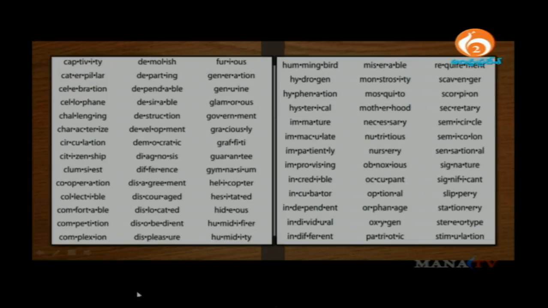These are all the examples which I have shown you to understand how to talk. It is about analyzing how to bifurcate different kinds of words. If you can see here, we have immature, immaculate, and here we have destruction, and here we have optional, orphanage, oxygen. So there are a few small words which should also be used to pronounce.